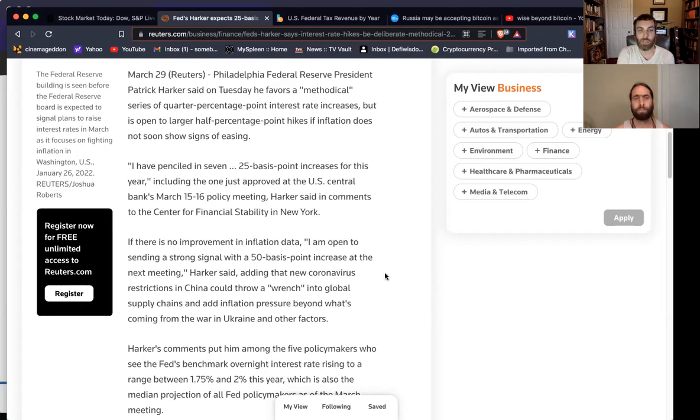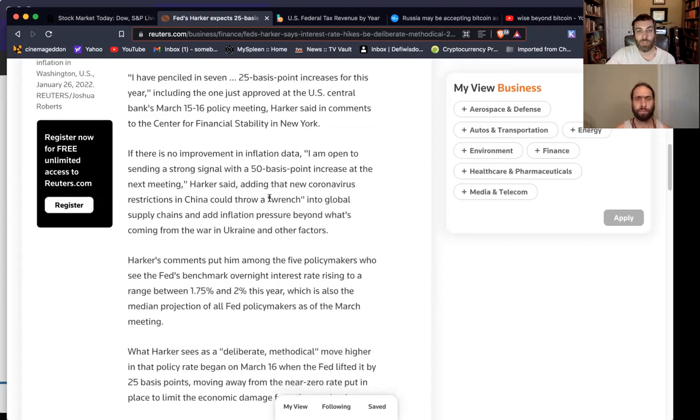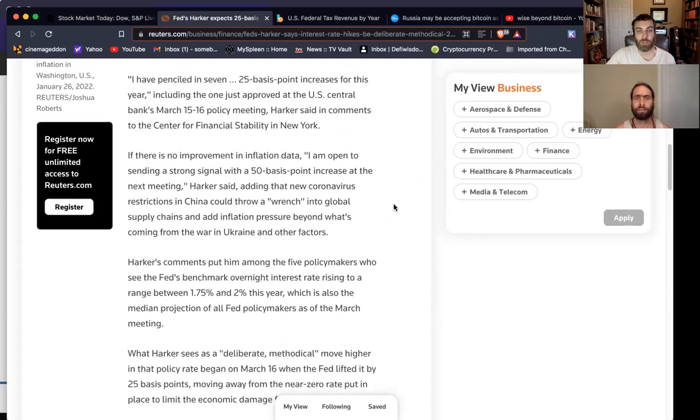This is a speech that the president of the Fed from the Philadelphia branch, Patrick Harker, came out with today, and said that he favors a methodical series of 0.25 percentage point interest rate hikes. He's penciled in 7 of these, but he goes on to say that he's open to sending a stronger signal with a 50 basis point increase, which would be 0.5%, if inflation doesn't get under control, if there's no improvement in inflation.